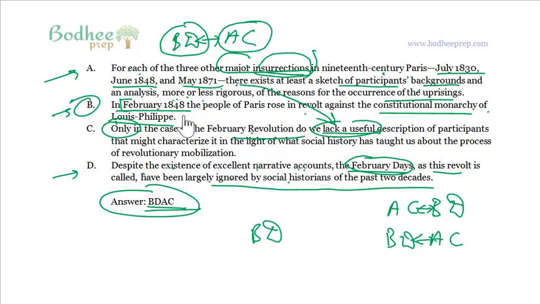Why? Because I will start my sentence with a broad idea. In Feb 1848, the people of Paris rose in revolt against the constitutional monarchy of Louis Philippe. Despite the existence of excellent narrative accounts, the February days have been largely ignored. For each of the three, we have abundant material. Only in the case of February Revolution do we lack useful description of participants. Because it has been ignored by history. That's why you are lacking in material. BDAC is the only possible choice and the only possible way of writing the entire paragraph logically.